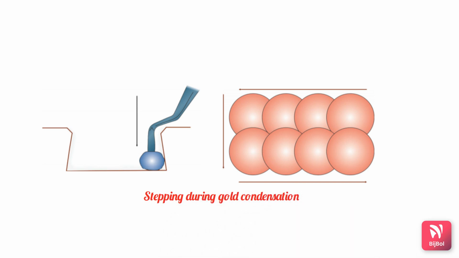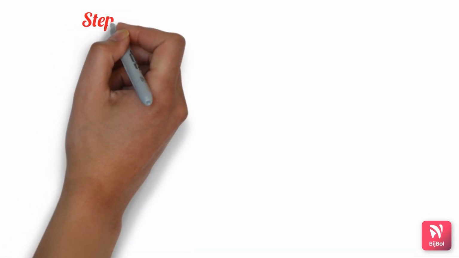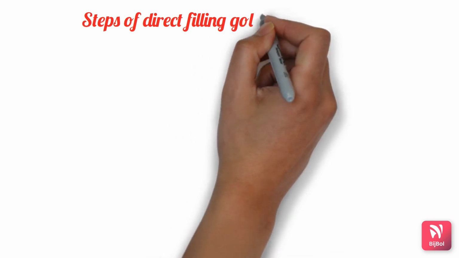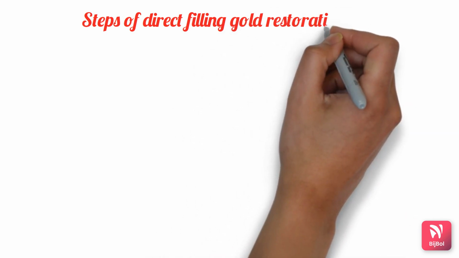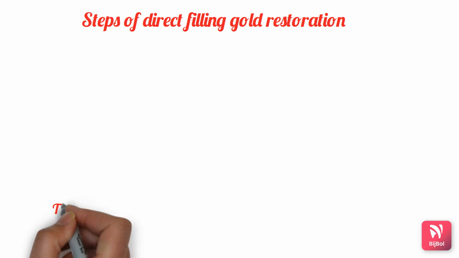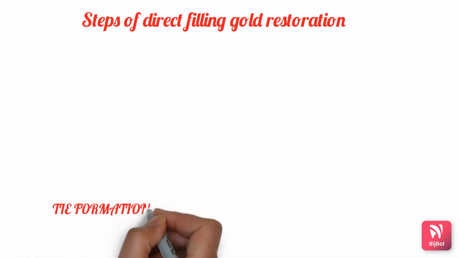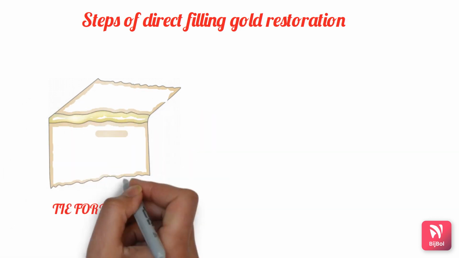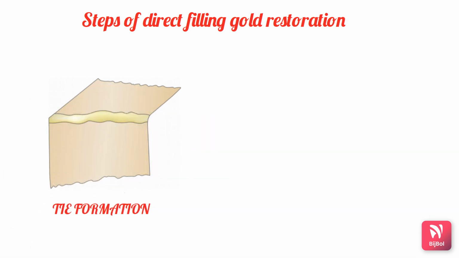And now we'll see the general steps for the direct gold restorations. The buildup of the restoration involves the tie formation. That is nothing but connecting two opposing point angles or starting points filled with gold with a transverse bar of gold. This tie forms the foundation for any restoration in direct gold.